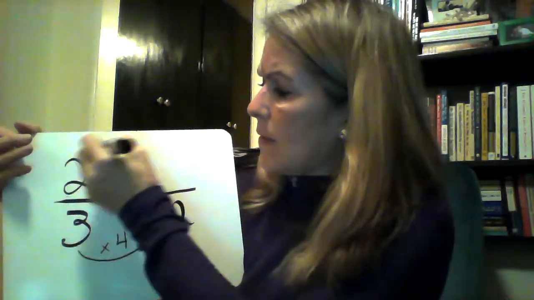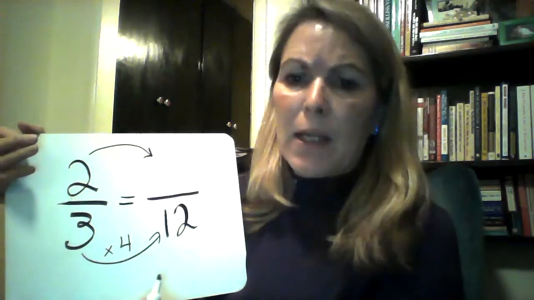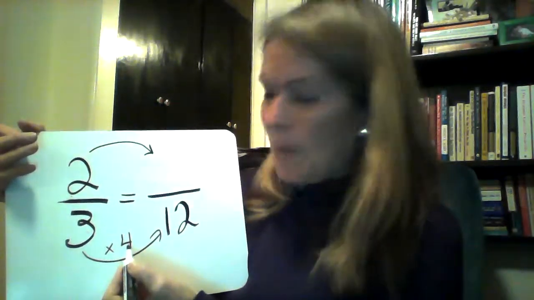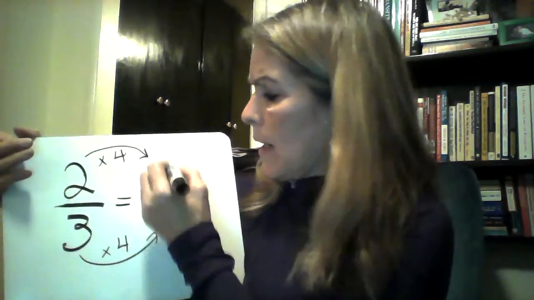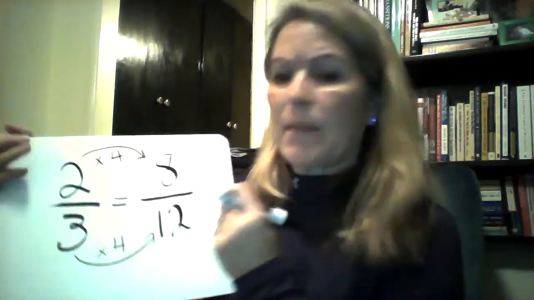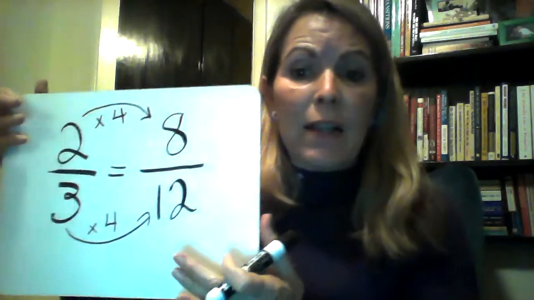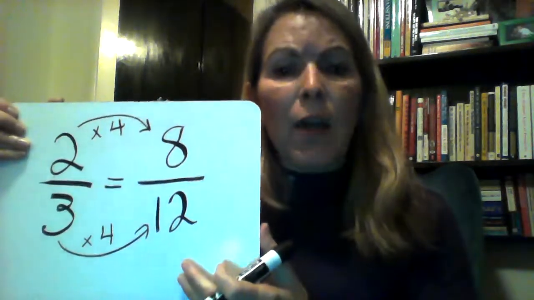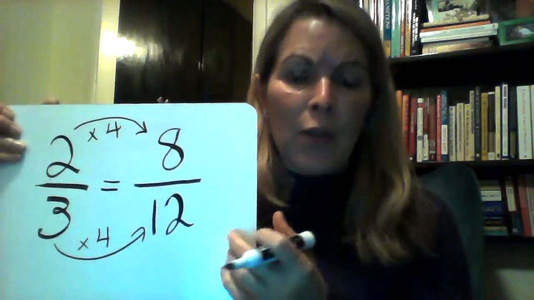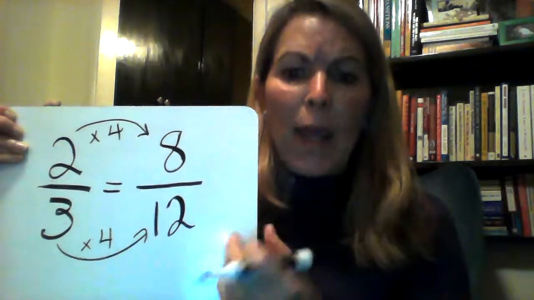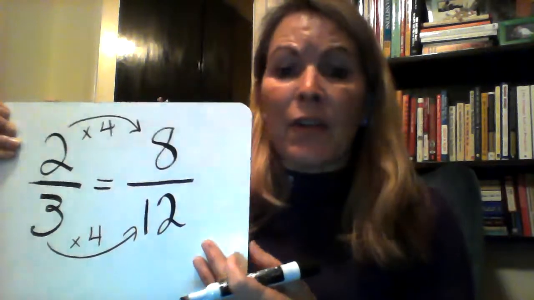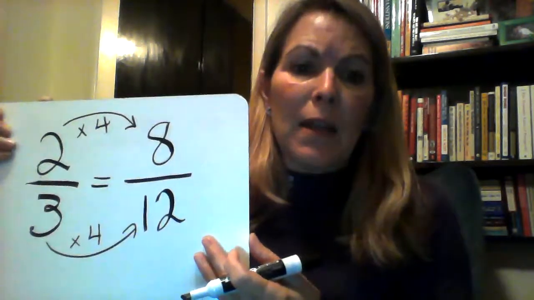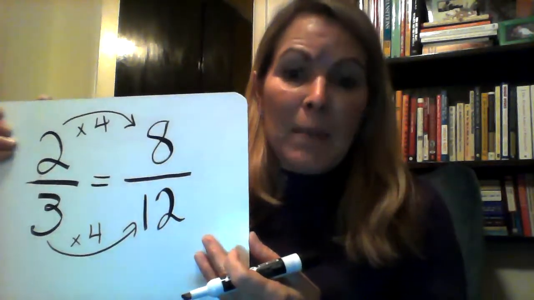Well, the thing is, I have to do the same thing up here. If I used a times 4 relationship here, I use one up here. So 2 times 4 is 8. And so that's basically all you do. You're using a relationship to generate a new fraction. Okay, this can be done really basically with any number. I could have chosen times 5 or times 10 or times 6.